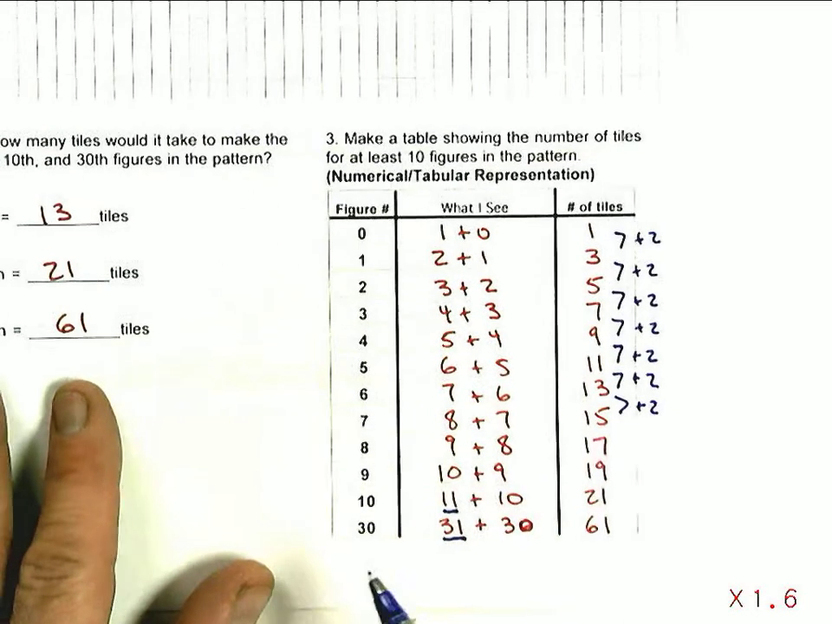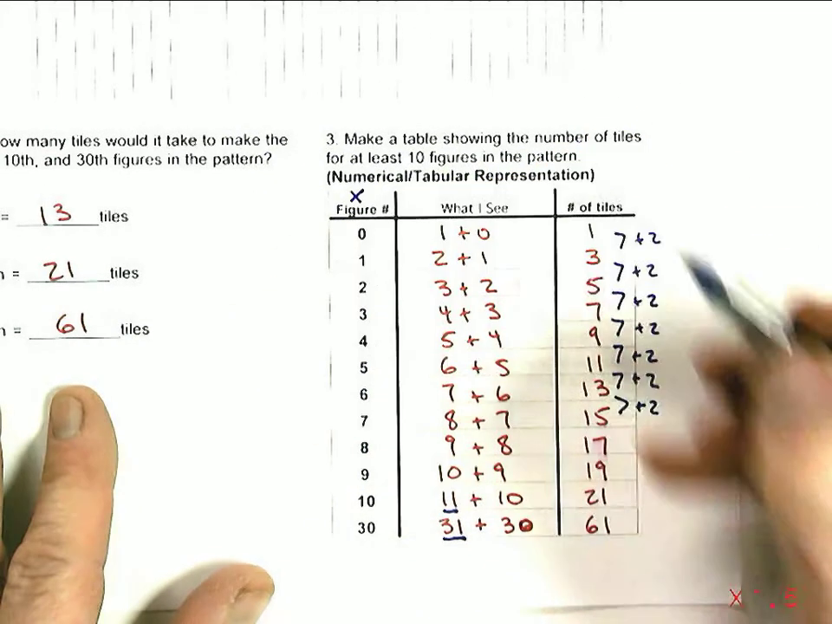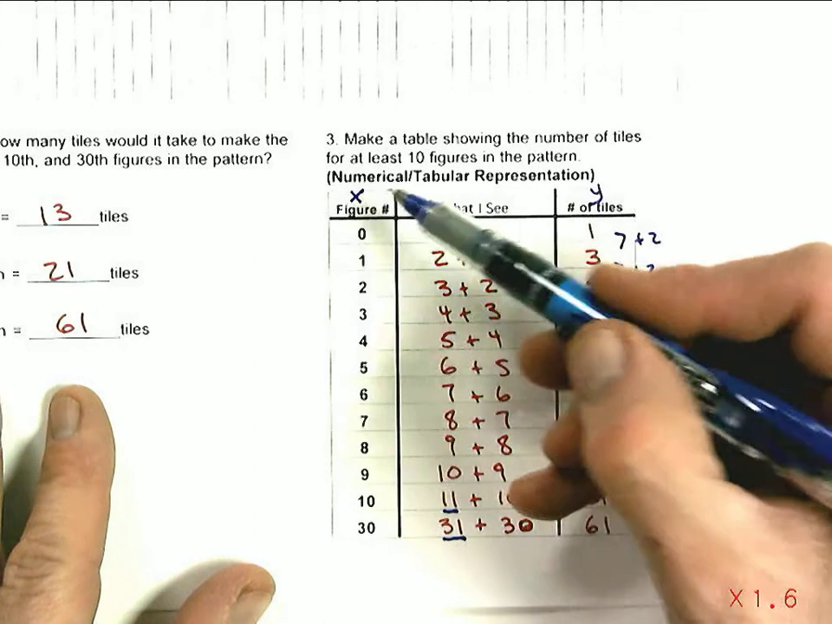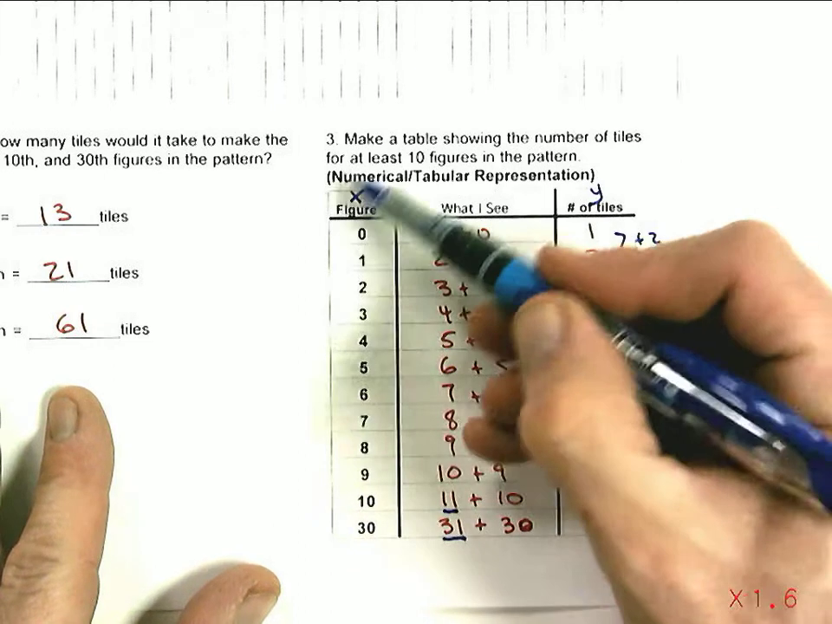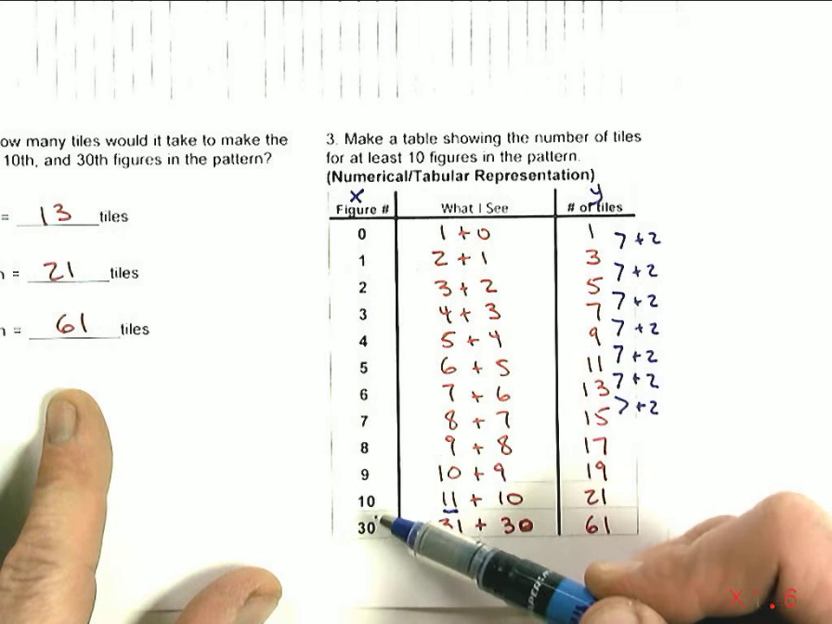And here's the key. The figure number represents the letter x in our equation, and the number of tiles represents the letter y. And really what we want to do is always go back to the figure number as our x, or as the variable. The figure number is what's changing.